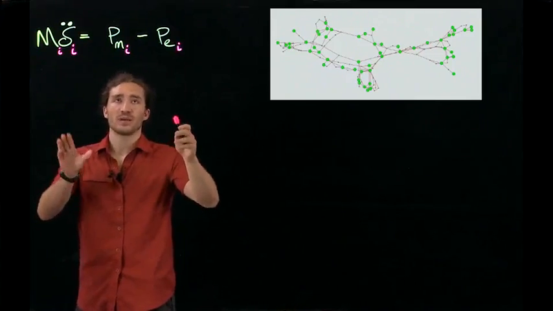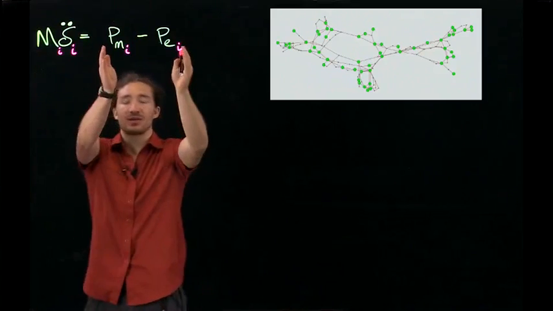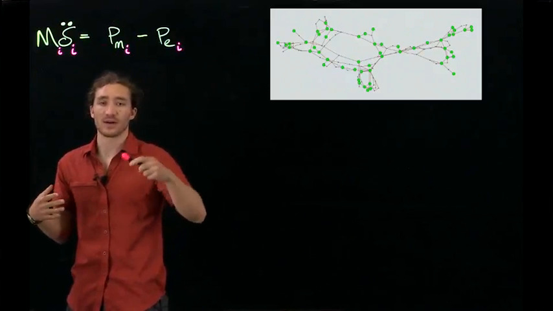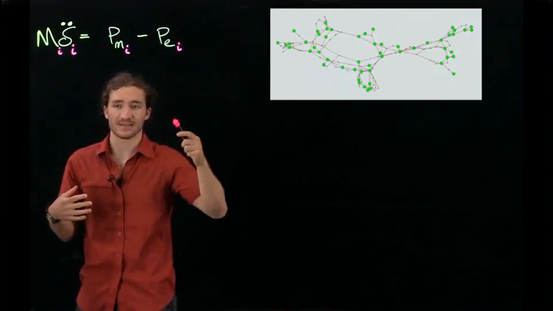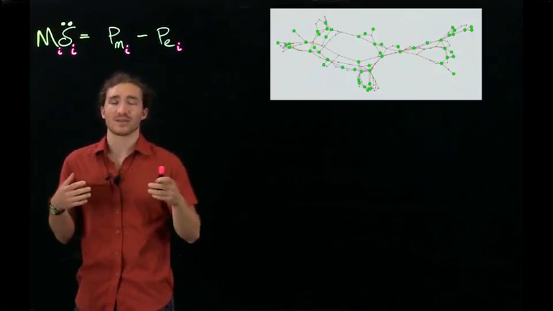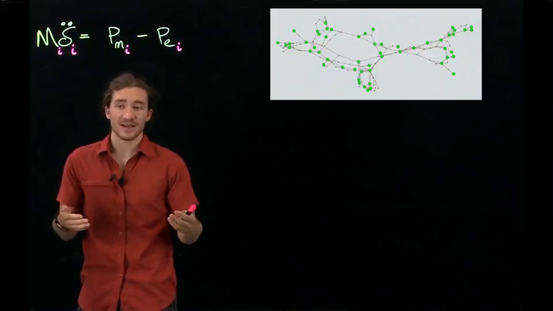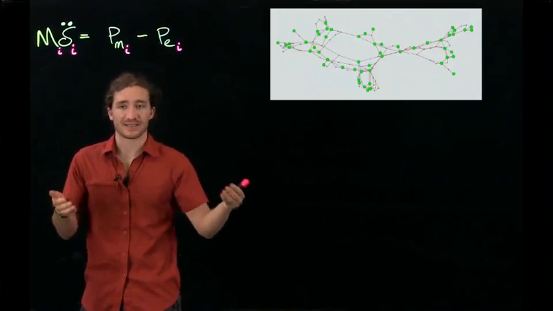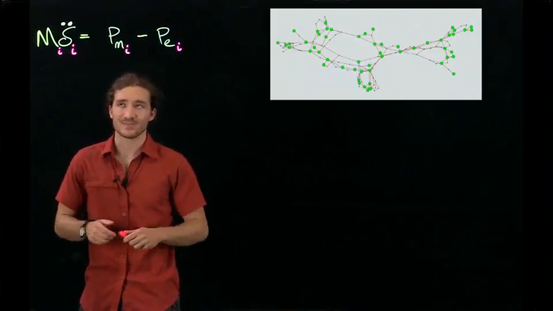So we actually want this side of the equation to equal 0. We don't want the rotor angle to be accelerating and decelerating. We want it spinning at a constant frequency. And so, for example, in North America, we want it spinning at 60 hertz. In Europe, we want 50 hertz.